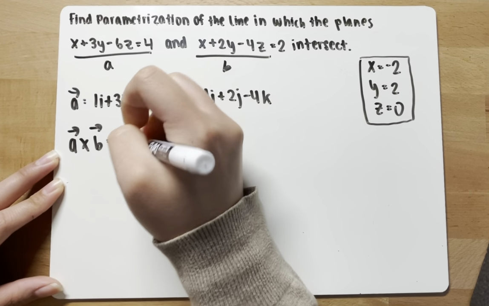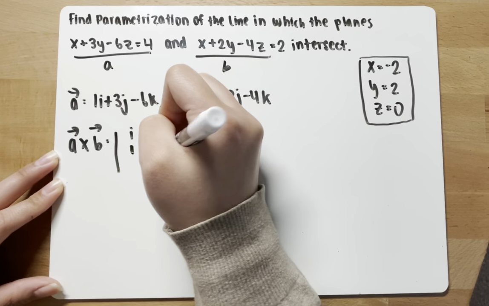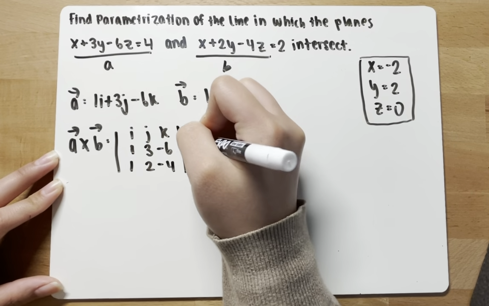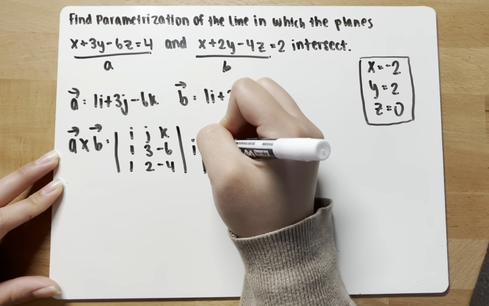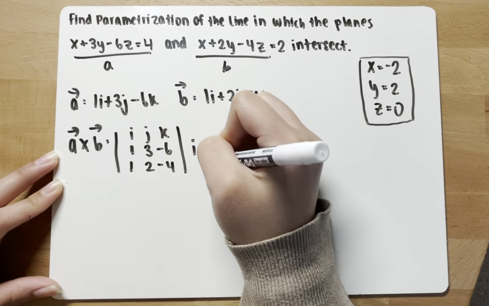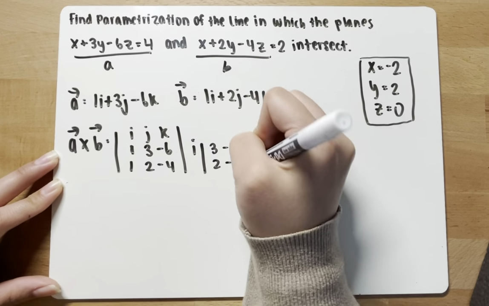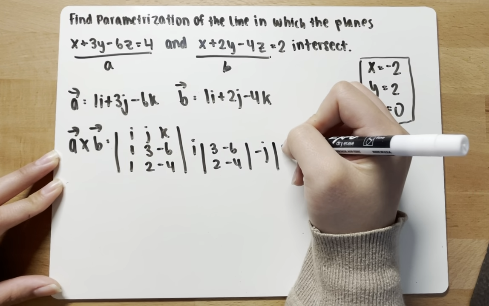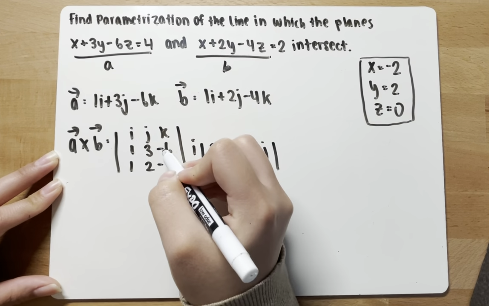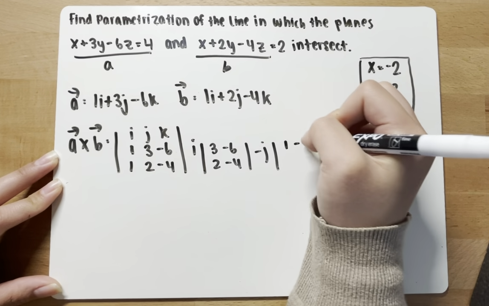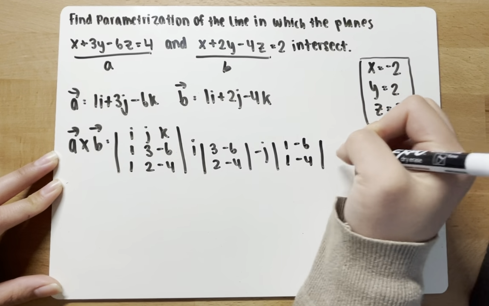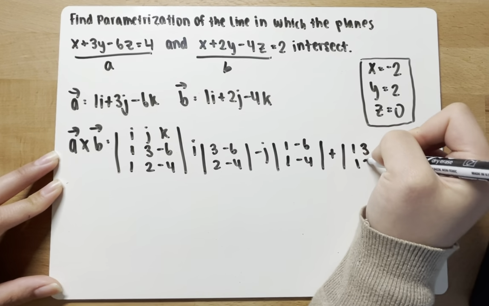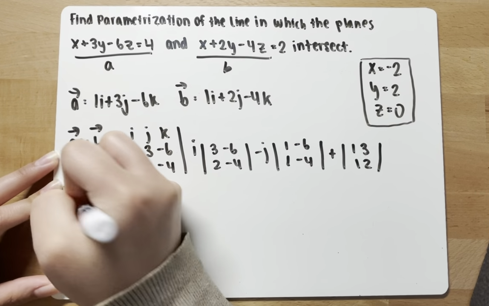You set up i, j, k. For your A values, it's 1, 3, and negative 6. Your B values are 1, 2, negative 4. So now you want to find the determinant. For i, j, and k, let me write these values. For j, you would have 1, negative 6, 1, and negative 4. And for k, it would be 1, 3, 1, 2. Now you are going to evaluate.